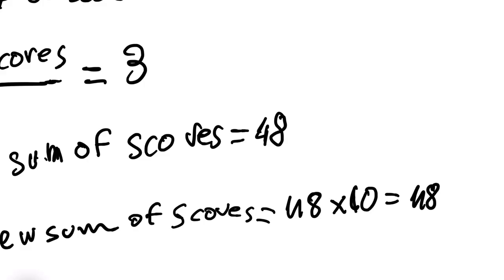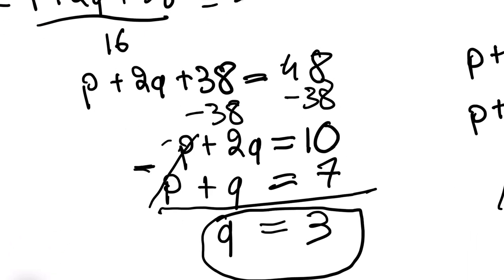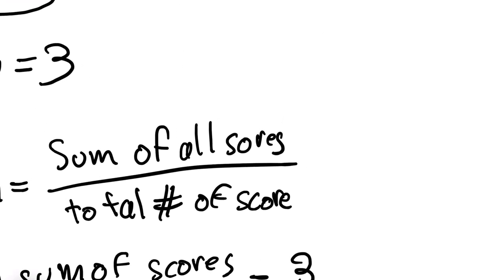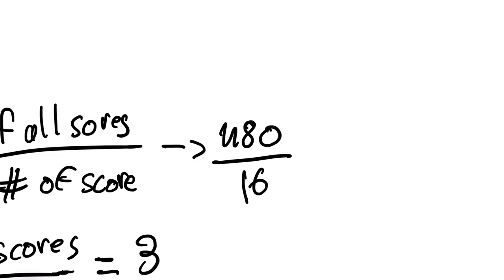Now, if we go back to the original equation that we wrote right here, the sum of all the scores is 480. The total number of scores is 16, given in the problem. And 480 divided by 16, well, 16 goes 3 times into 48, then we add the 0, and that is 30. So the mean final score is 30.